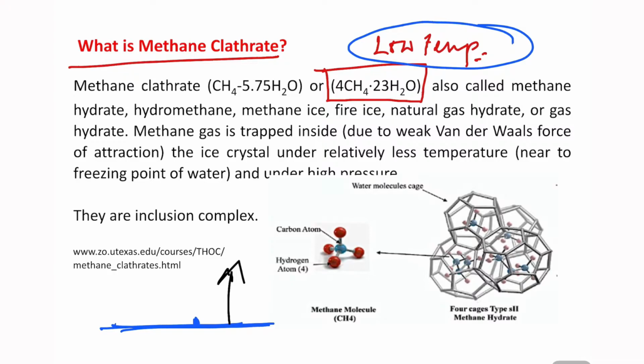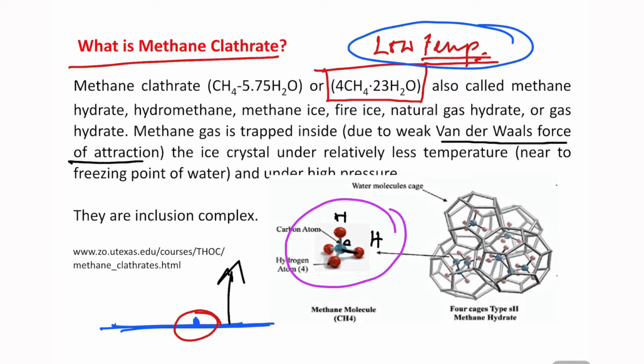So how does this stabilize? First of all, high pressure, which helps the methane to remain in the cage, and second thing, low temperature, which allows the ice cage to be stabilized. And what is the main interaction between the methane and water molecule? This is purely weak van der Waals force of attraction, because we know methane is a very less polar molecule, with carbon-hydrogen bonds, and methane is not soluble in water, but under the special circumstances where the compound is produced, it has no option except remaining within the cage.